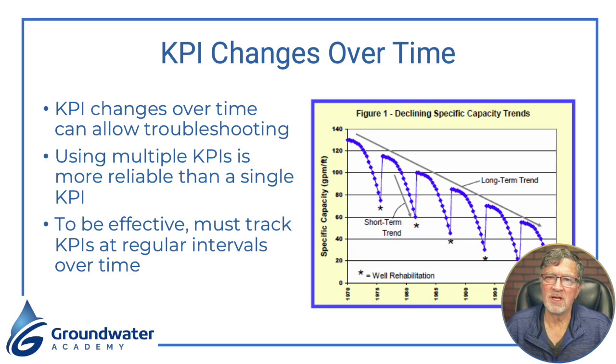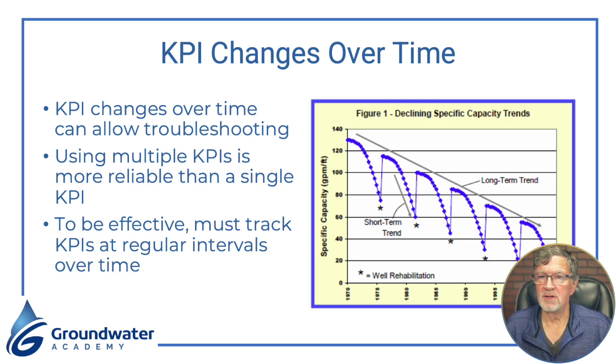And so you can see what the short-term trend would be if you just did run to failure and let that well fail. You can see that the specific capacity is going to go to zero in a relatively short period of time. Whereas if you look at the longer-term trend, where you're doing regular well rehabilitation, you're going to see a life on that well that's 4 or 5 times what you get with the run to failure model. And with municipal wells costing in the $1.5 to $2 million range, that is an asset management technique you definitely want to pay attention to.